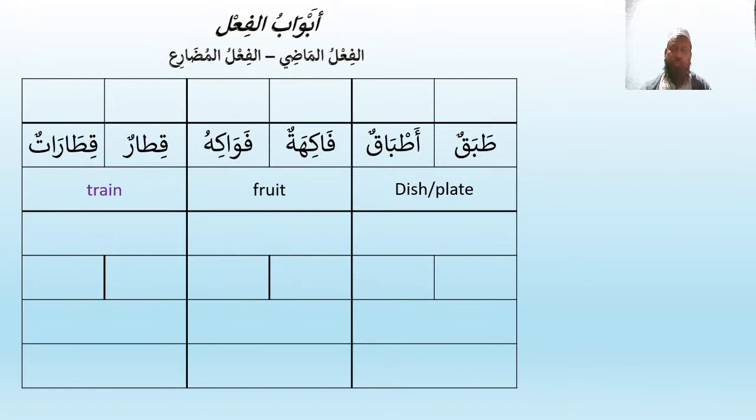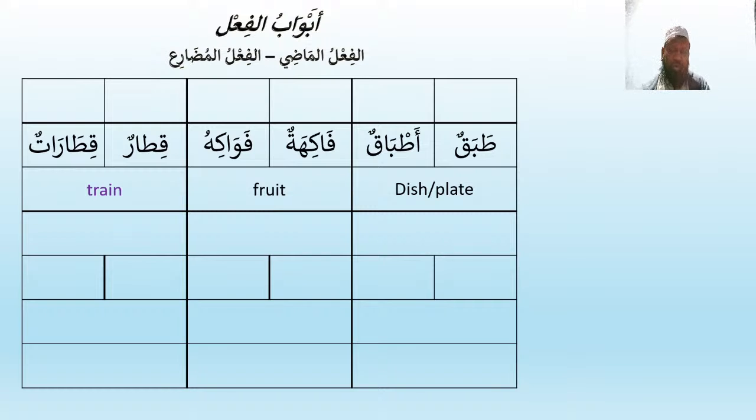Right. Some words. طبق جمع أطباق, dish or plate. And فاكهة جمع فواكه, fruit. قطار جمع قطارات, train. So just remember these words, we'll be using them in the sentences. طبق جمع أطباق, dish or plate.